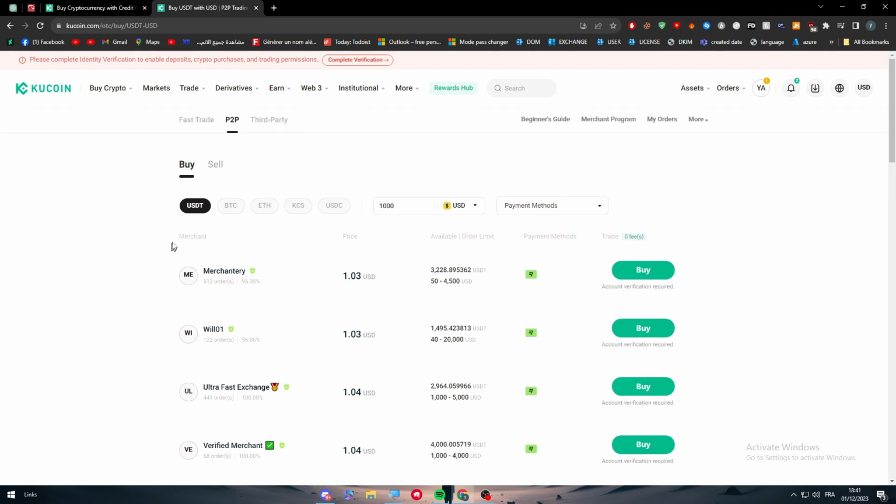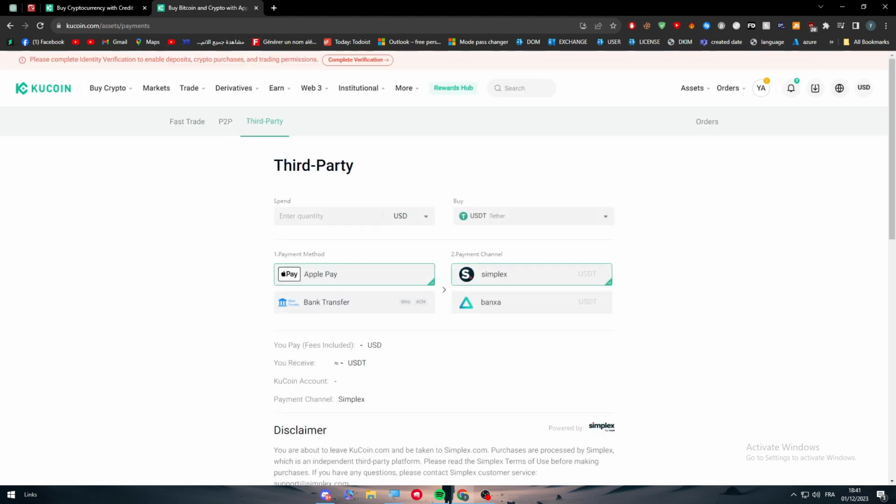Now, this is it for the P2P. The third party, which is basically you're going to pay, for example, with Upperpay. So the Upperpay is going to go to Simplex, and from Simplex is going to go all the way to KuCoin. So basically this is it.